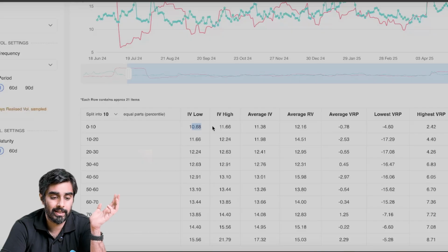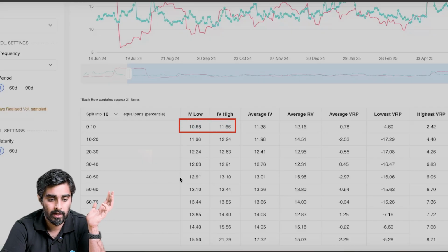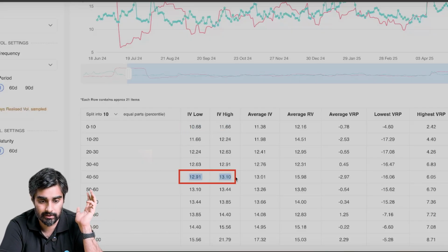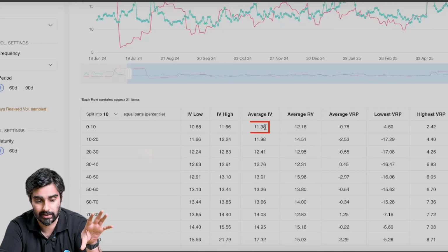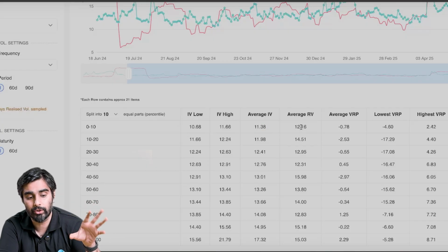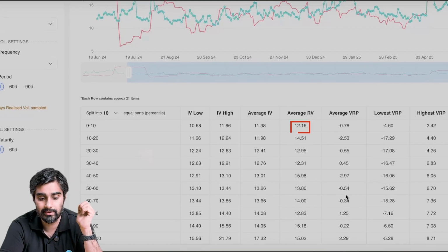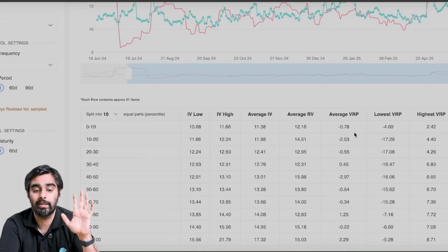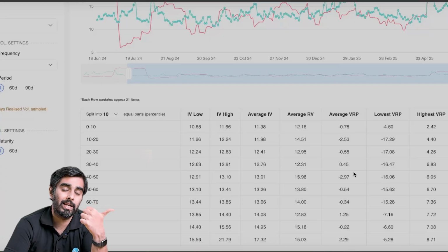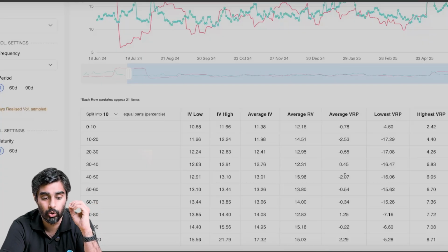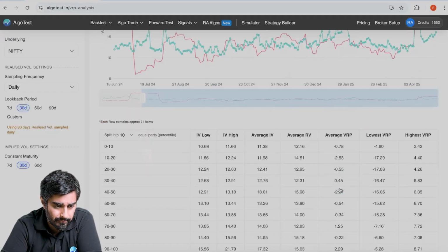So there were 21 days when IV was between this range. There were 21 days when IV was in this range. And what you can see here is that the average IV during those 21 days was this number, and the average RV during those 21 days was this number. So as you can see, it has not been a very good period for positional option sellers, because the VRP, which is the difference between IV and RV, is actually lower than 0 for most of these observations, right?